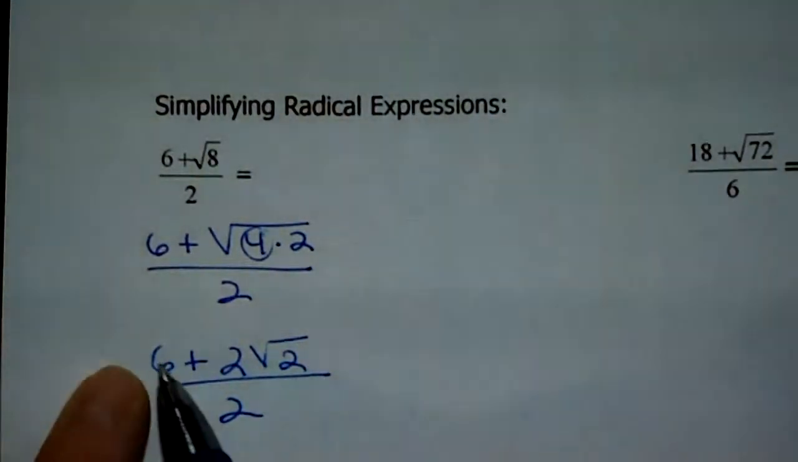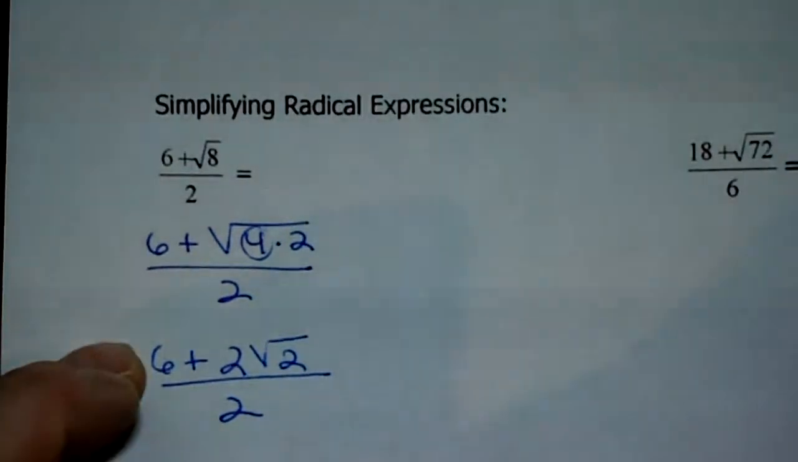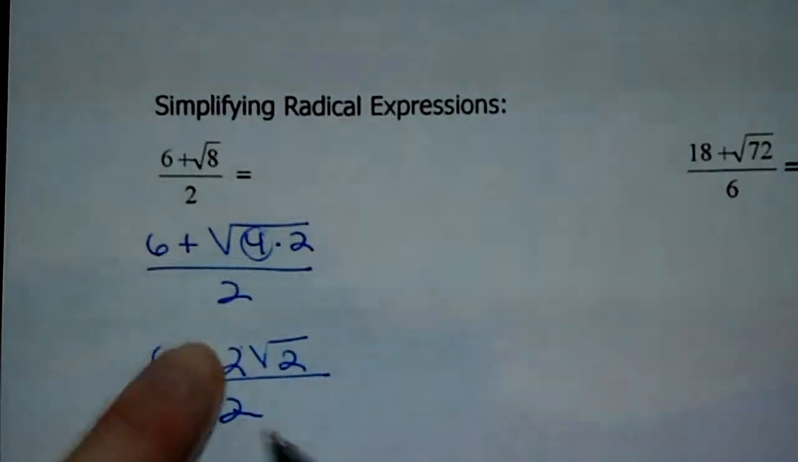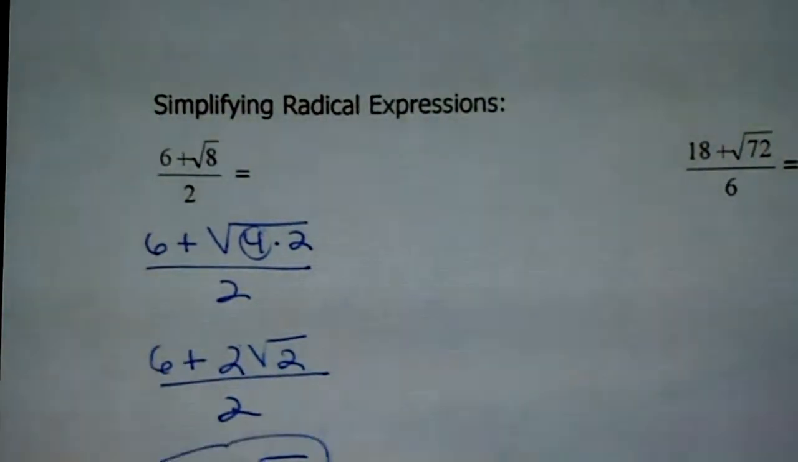I'm going to simplify this term, 6 divided by 2. That's 3, right? And then 2 divided by 2 is 1. I don't need to write that 1, but I'm left with the square root of 2. So simplest form would be that.